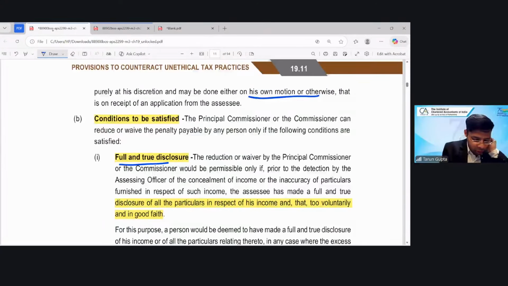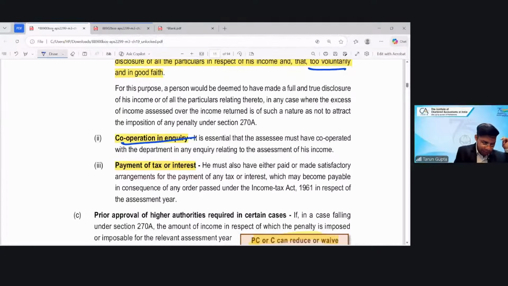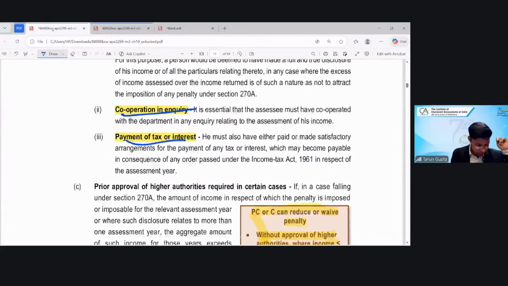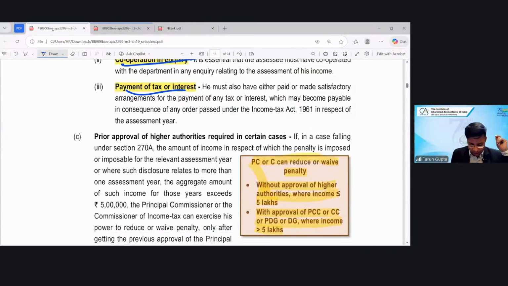There should be a full and true disclosure, and that too voluntary, before the notice comes to the assessee. The assessee must have cooperated in the inquiry and must have paid the entire tax and interest. Then, to avoid genuine hardship, the Commissioner or the Principal Commissioner may reduce or waive the entire penalty under section 270A, whether it's a misreporting penalty or an underreporting penalty, not relevant. However, they don't need approval if the penalty is up to 5 lakh, but if the penalty is more than 5 lakh, they need the approval of their superiors.